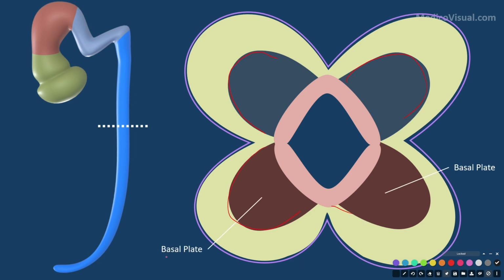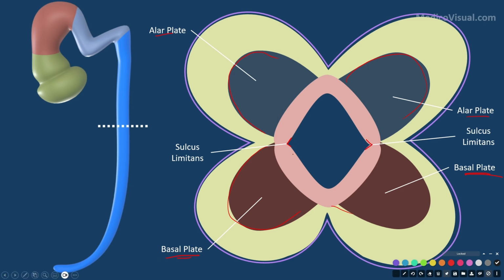The ventral part, these are called basal plate. So this is basically nothing more than the rearrangement or reorganization of the mantle layer or mantle zone. So here we have the formation of basal plate, and here we have the formation of alar plate. Then we have this shallow groove here. You can see we have this shallow groove in the lateral wall of neural tube in this region. So this is called sulcus limitans.